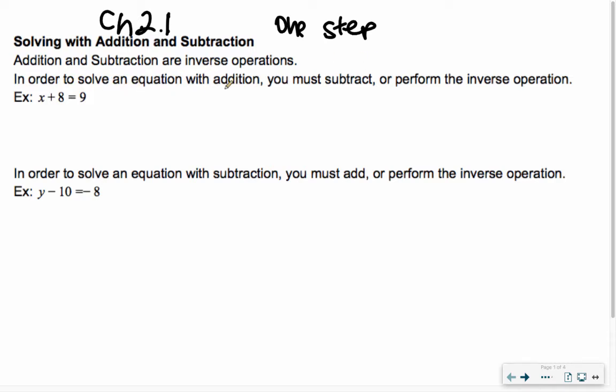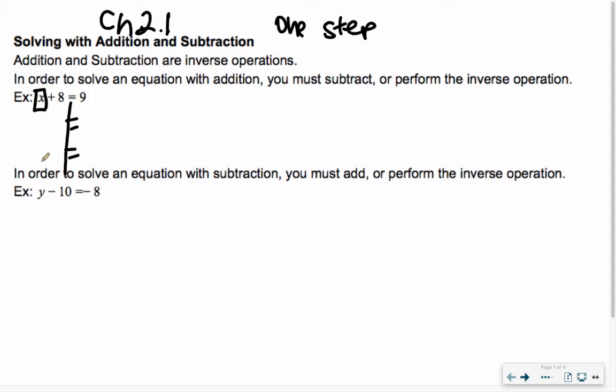In order to solve an equation with addition, you must subtract or perform the inverse operation. So our example is x plus 8 equals 9. First of all, anytime you're solving an equation, I'd like for you to draw a line straight down from the equal sign. And what that means is as we're solving, that's where the equal sign should always be, should not move. The other thing I would like you to do is isolate your variable. What I mean by that is I want you to put it in a box so we know what we're trying to get by itself.